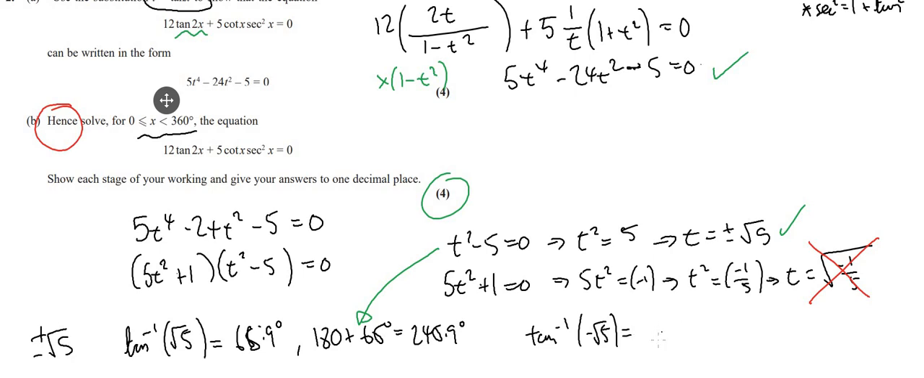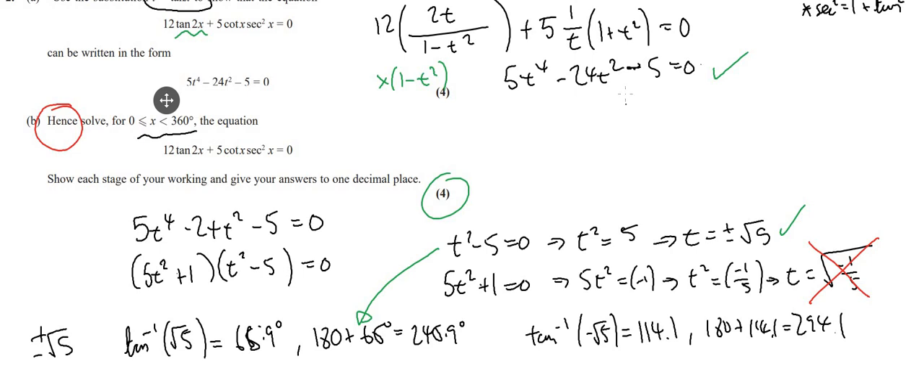Okay, then we take tan minus 1 of negative square root of 5. That gives us a negative number. Okay, and then we add 180. We get 114.1. And the next one is 180 plus 114.1, and we get 294.1.